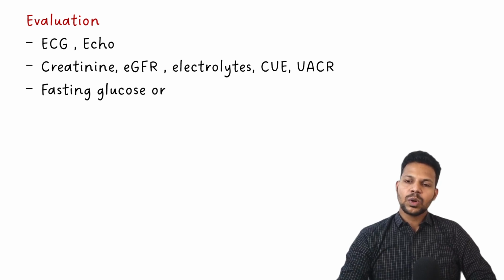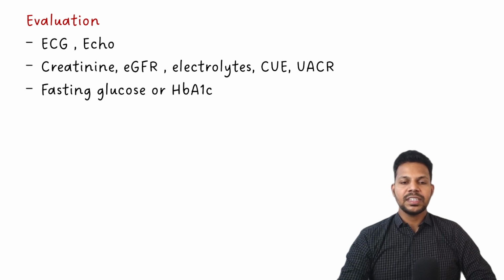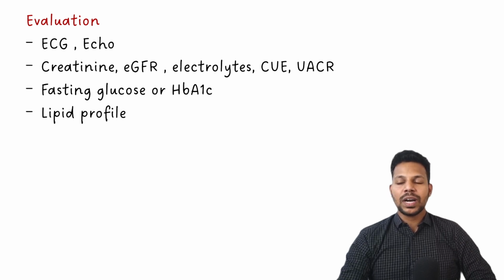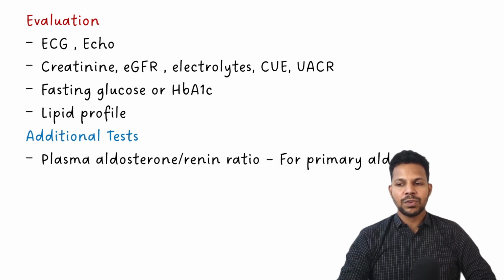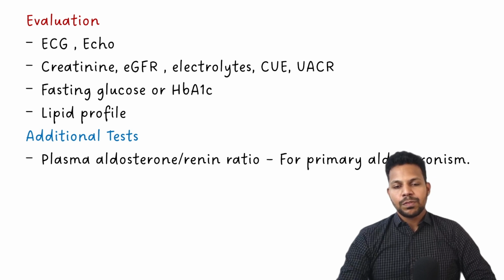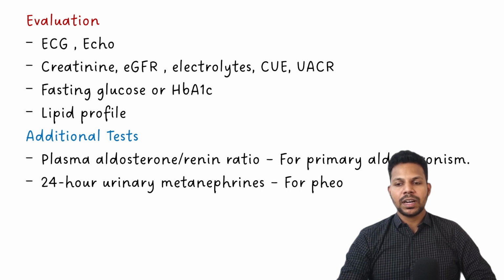Look at the fasting glucose or HbA1c level to screen for the sugars or diabetes, and do a fasting lipid profile to assess the cardiovascular risk, and do some additional tests if you are suspecting secondary hypertension. For ruling out primary aldosteronism, do a plasma aldosterone renin ratio. And for ruling out hyperthyroidism or hypothyroidism, do a thyroid stimulating hormone test. For ruling out pheochromocytoma, do a 24-hour urinary or plasma metanephrines.